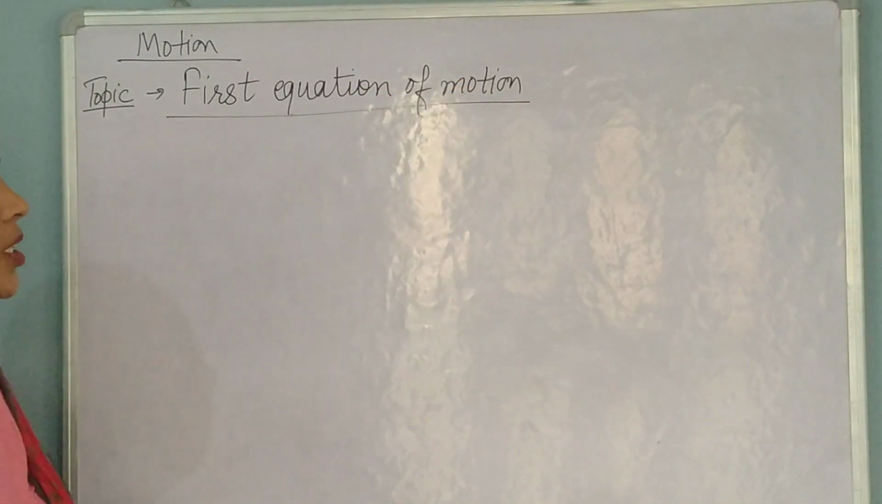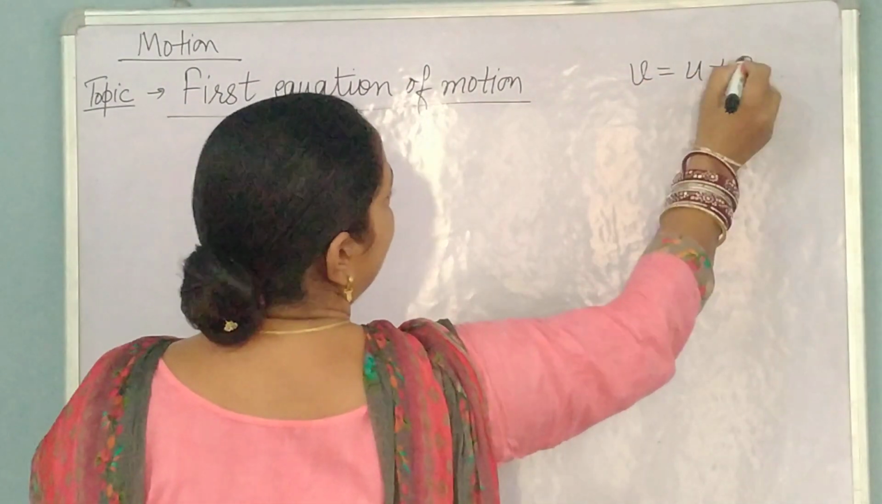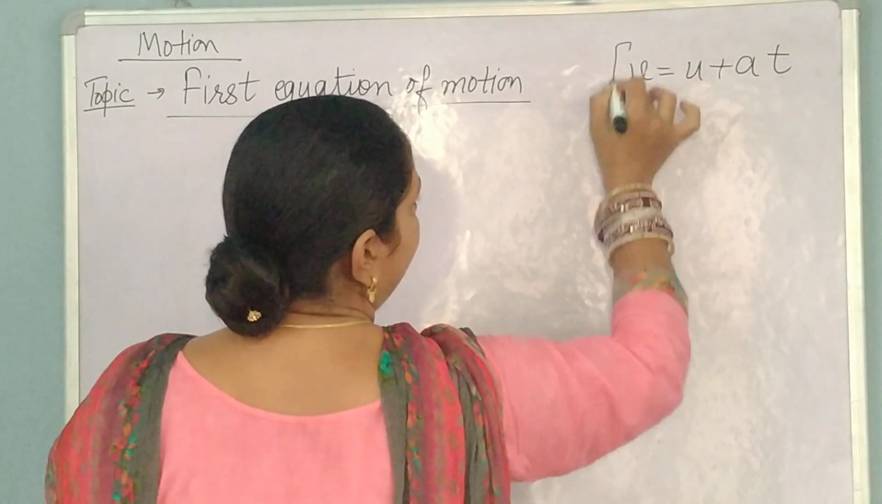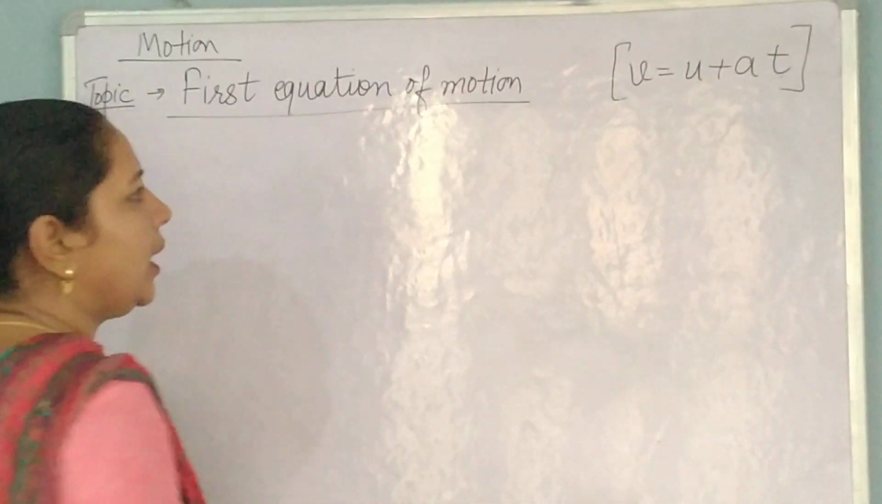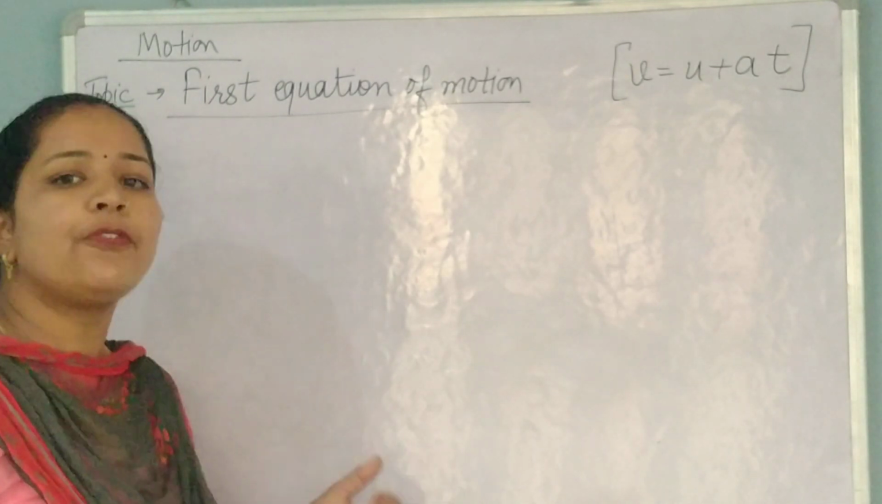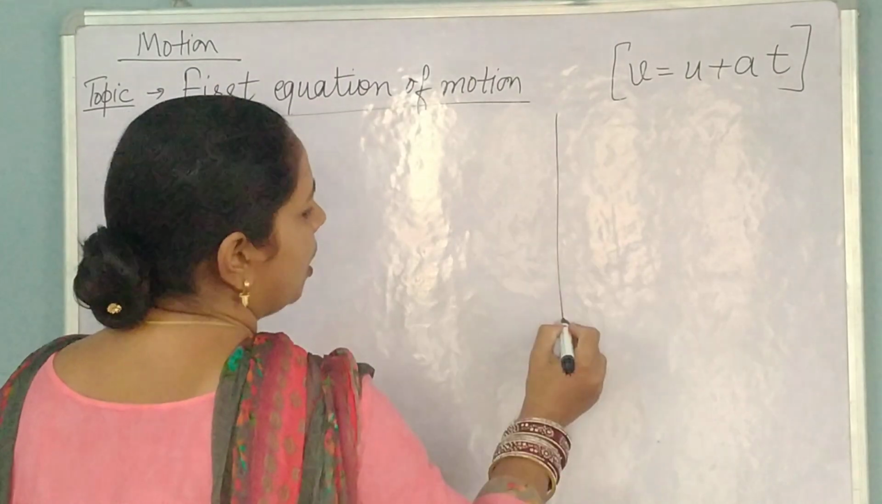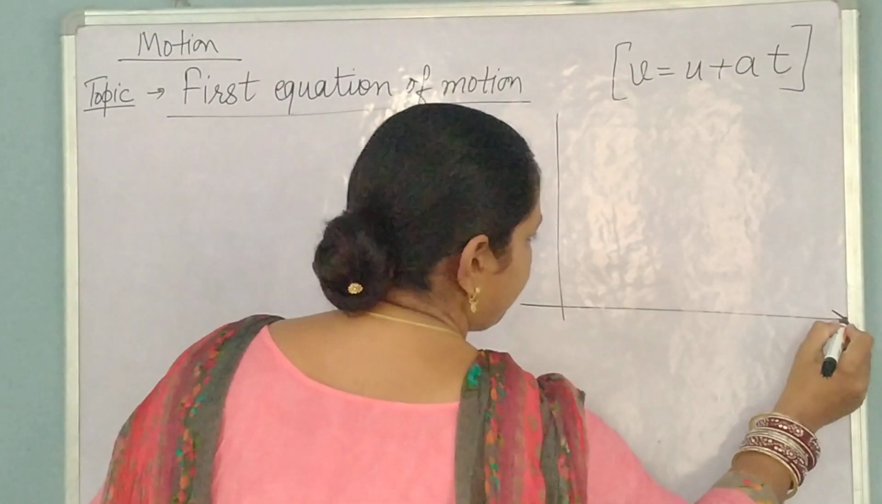Which one is the first equation? That is v is equal to u plus a into t. And for generating these equations of motion, we will use the graphical method. What do you mean by graphical method? It means we will draw a graph.